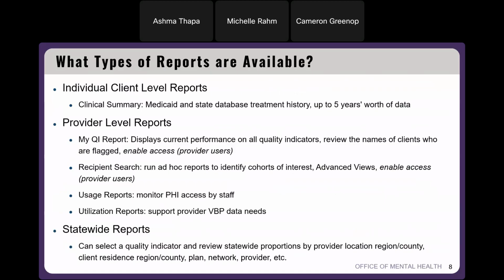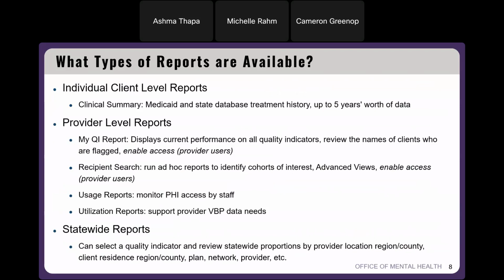Next, we have our usage reports, which will help you monitor PHI access by staff members. So you can go into that section of the application and see who is viewing clinical summaries for specific recipients, who is enabling access, and the justifications they are selecting for that access. So let's say a provider enables access due to a clinical emergency, or if they have gotten signed consent, you'll be able to view that in the usage reports.